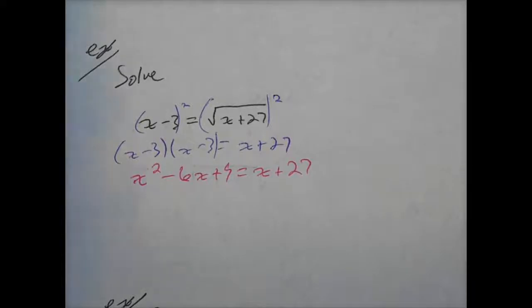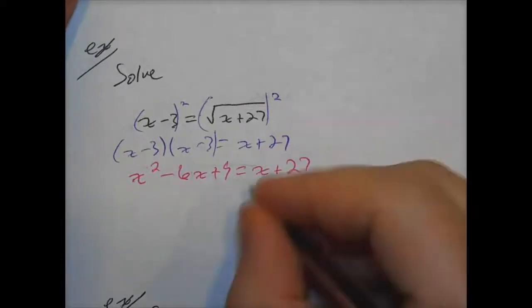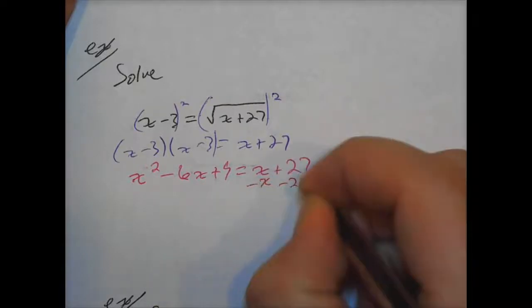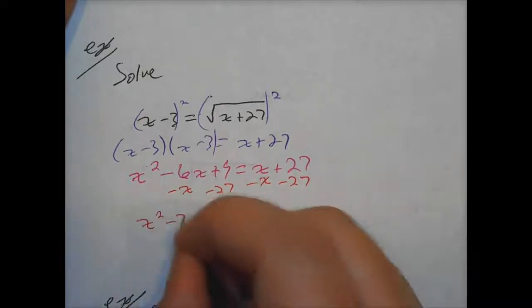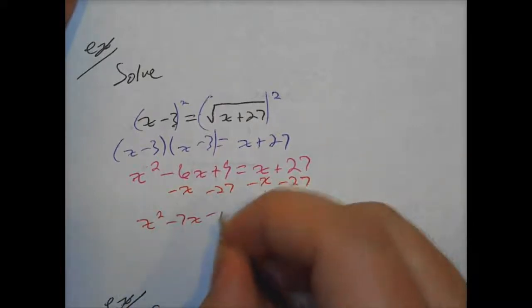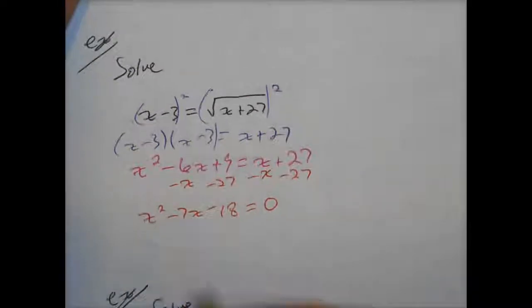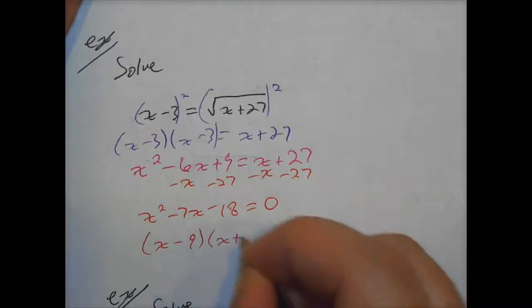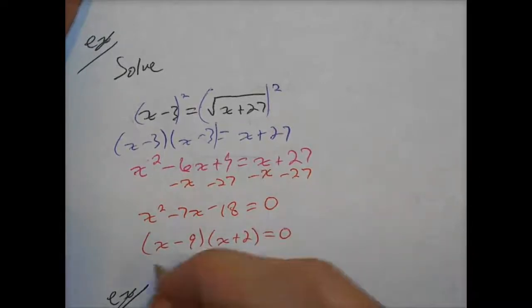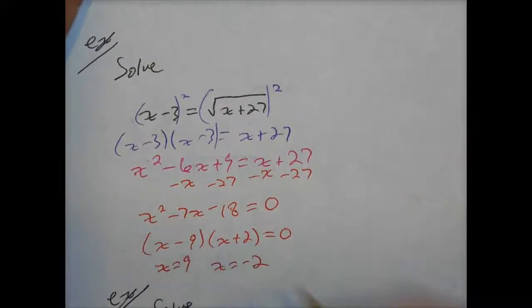Yes, you remembered. So if I move over that x and that 27, so minus x and minus 27, I have x squared minus 7x minus 18 equals 0. It's easiest if we can factor it, and we can. So x minus 9 and x plus 2 equals 0. My solutions are x equals 9 and x equals negative 2.